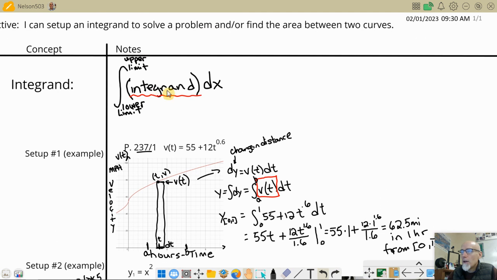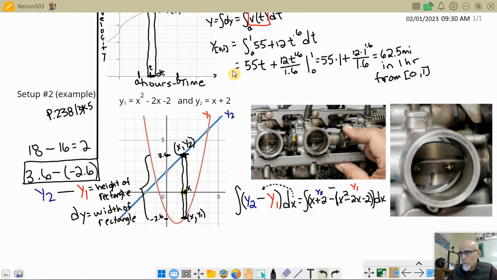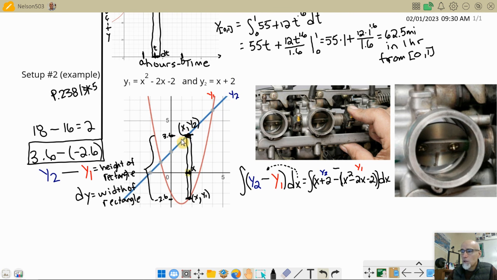The integrand, how we set it up, is going to determine what it is that we're finding. If we have a velocity over here, we're going to find a change in position. How much did the car move? How far did we travel? If we have an upper function minus a lower function, we're going to have the area between those two functions.